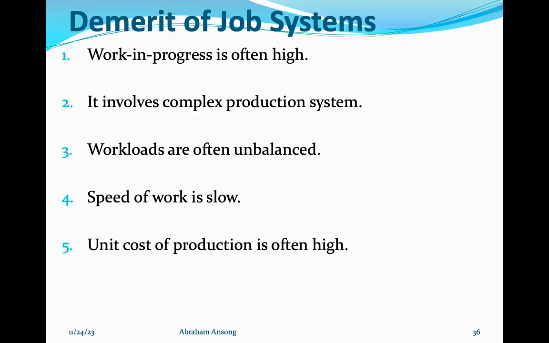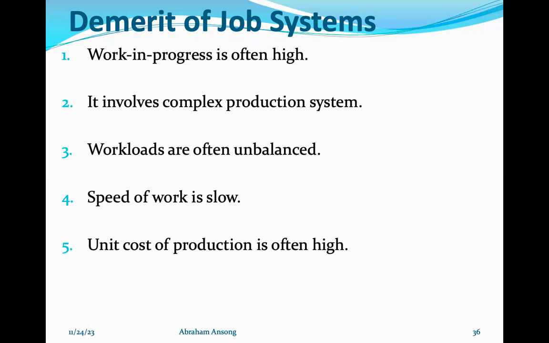The merits or disadvantages of job systems: work in progress is often high, so it is not continuous, so you are likely to have a lot of work in progress that must be worked on. It involves a complex production system because the system is not standardized. You always have to be adjusting. So you need general purpose machines and equipment that can adjust to fit the requirements and specifications of clients or customers. Workloads are often unbalanced, all right?